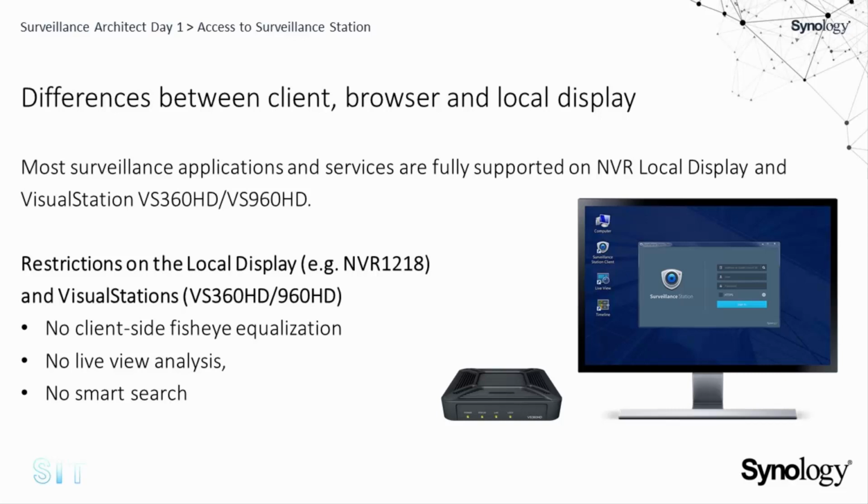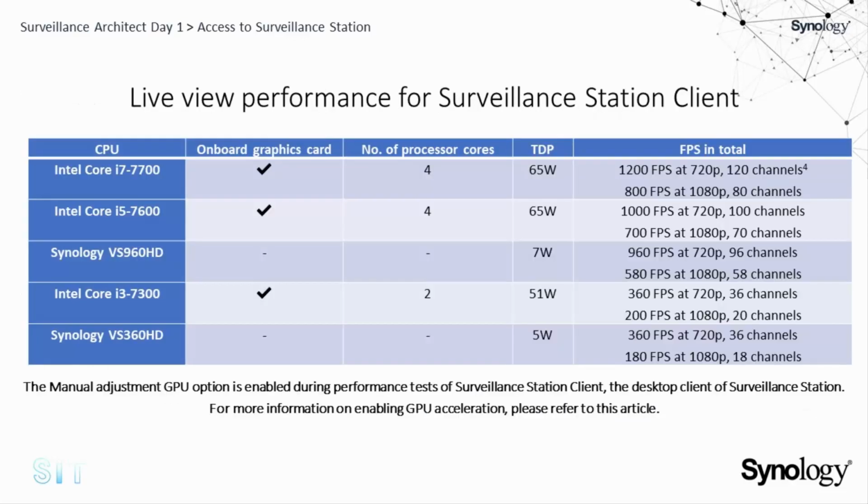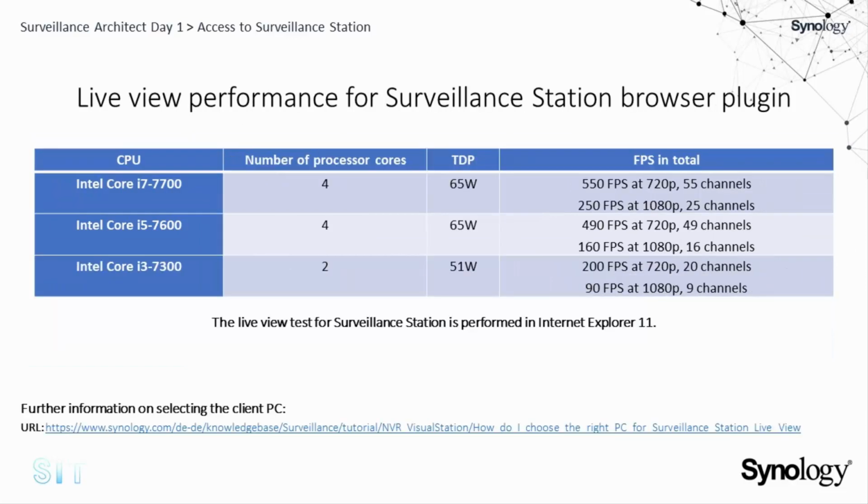So why are these features only available if you have Surveillance Station client installed on your PC? As you are probably guessing, Surveillance Station client borrows system resources from the PC for these applications. In this list you can see the live performance view for Surveillance Station client when the 7th generation Intel i7 processor is used. You can view up to 800 frames per second in live view at 1080p resolutions. On 7th generation i5 at 700 frames per second, and on i3 it is available up to 200 frames per second.